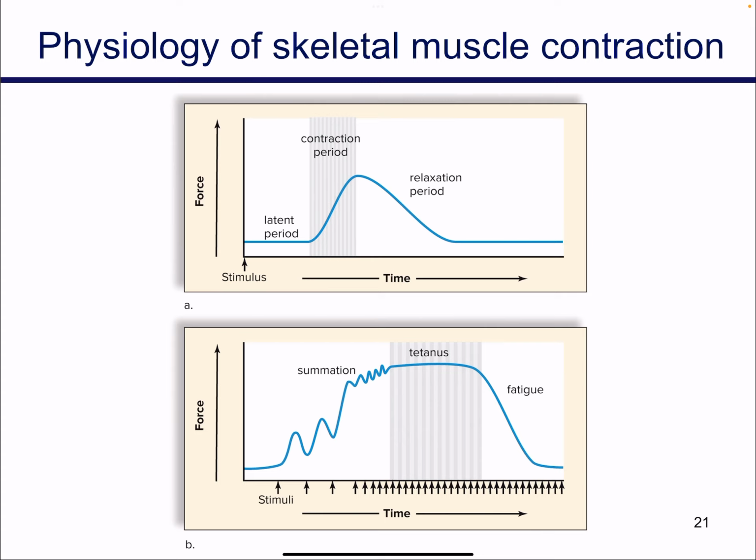All right, so here we have a muscle contraction, and that muscle contraction is triggered by a stimulus. So when a stimulus comes in, you have a period during which you don't see any contraction. Okay? That time you don't see any contraction is actually the latent period.